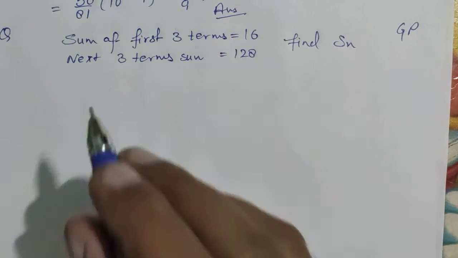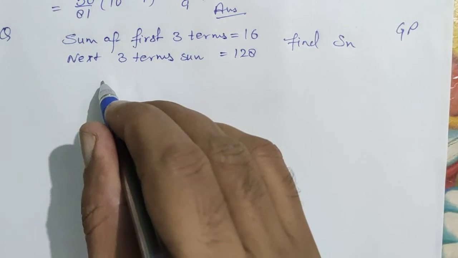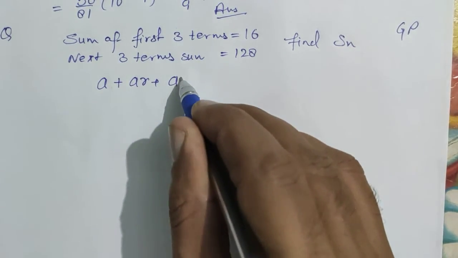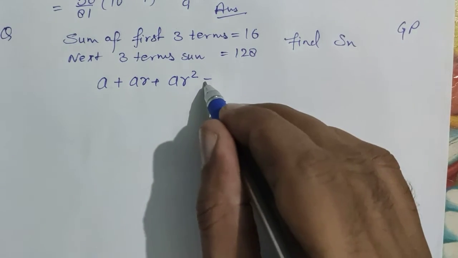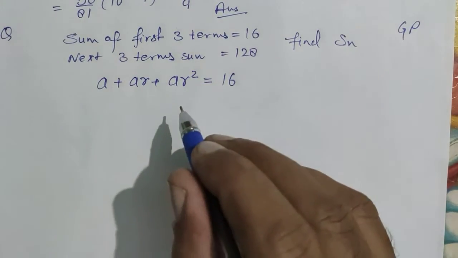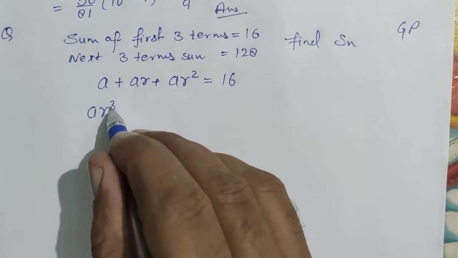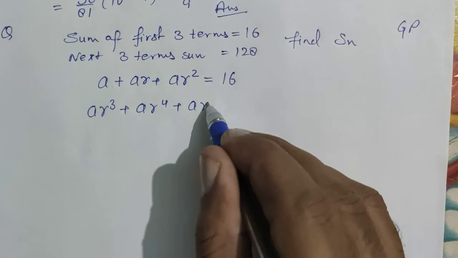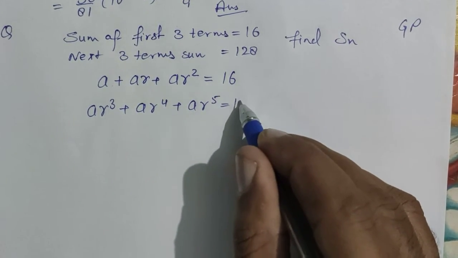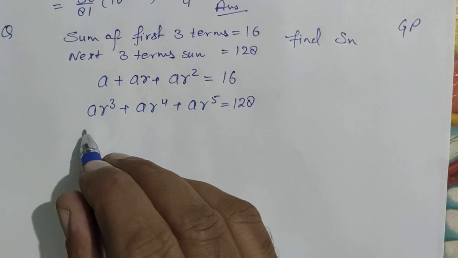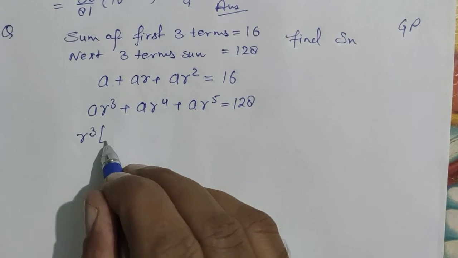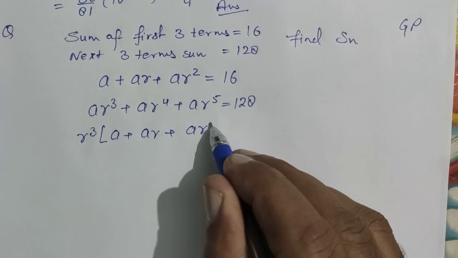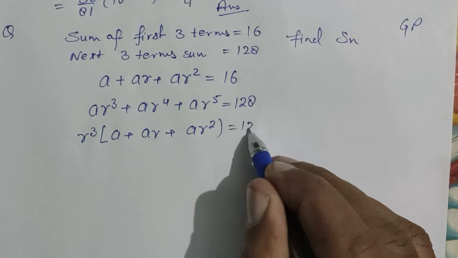So what I could do, first 3 terms of the GP, we know that first term is a, second term is ar, third term is ar squared. The sum is 16. Next 3 terms, next term will be ar cubed, ar to the fourth plus ar to the fifth equals 128. I could take common r cube. It will be a plus ar plus ar squared, equals 128.